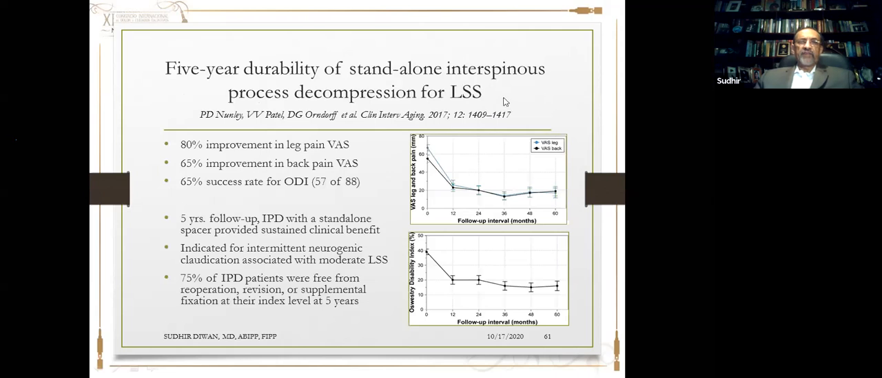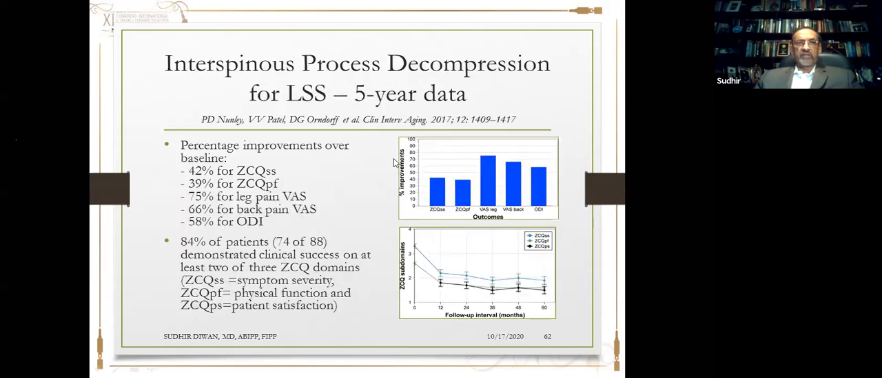Then this is a 5-year durability standalone study: 80% improvement in leg pain, 65% in back pain, and 65% improvement in ODI. In the interest of time, I'm just going to move a little bit faster. The same 5-year data: 42% for the claudication score for symptom severity. This is physical function, and different domains of the claudication questionnaire are also improved, and again, the VAS score of back and leg pain.